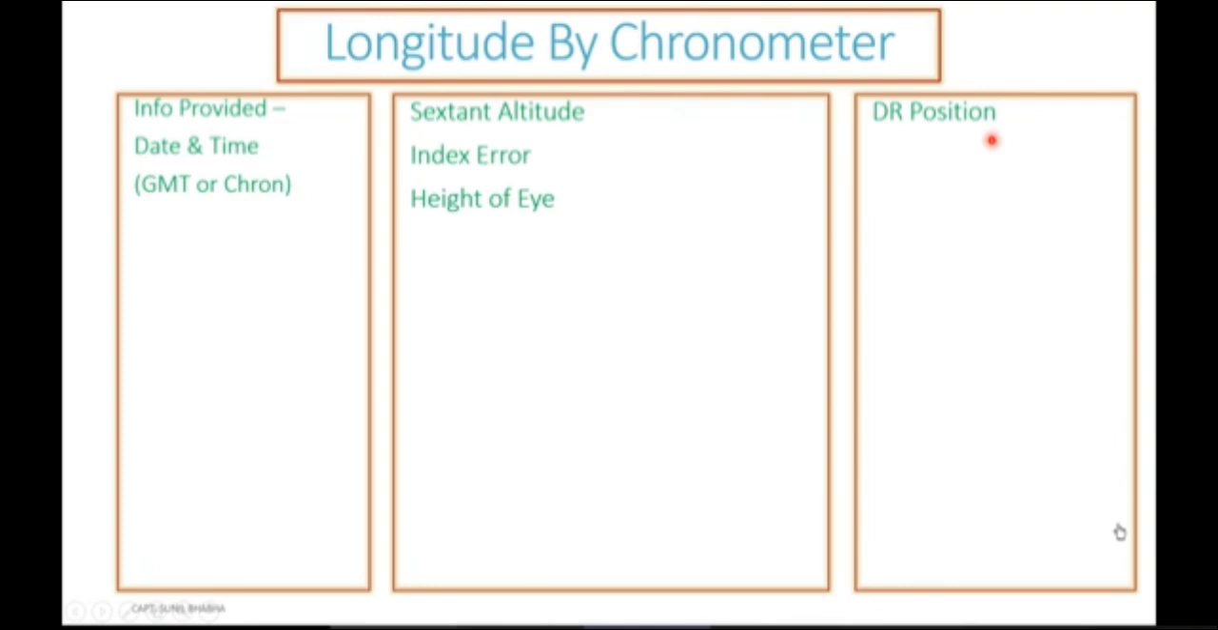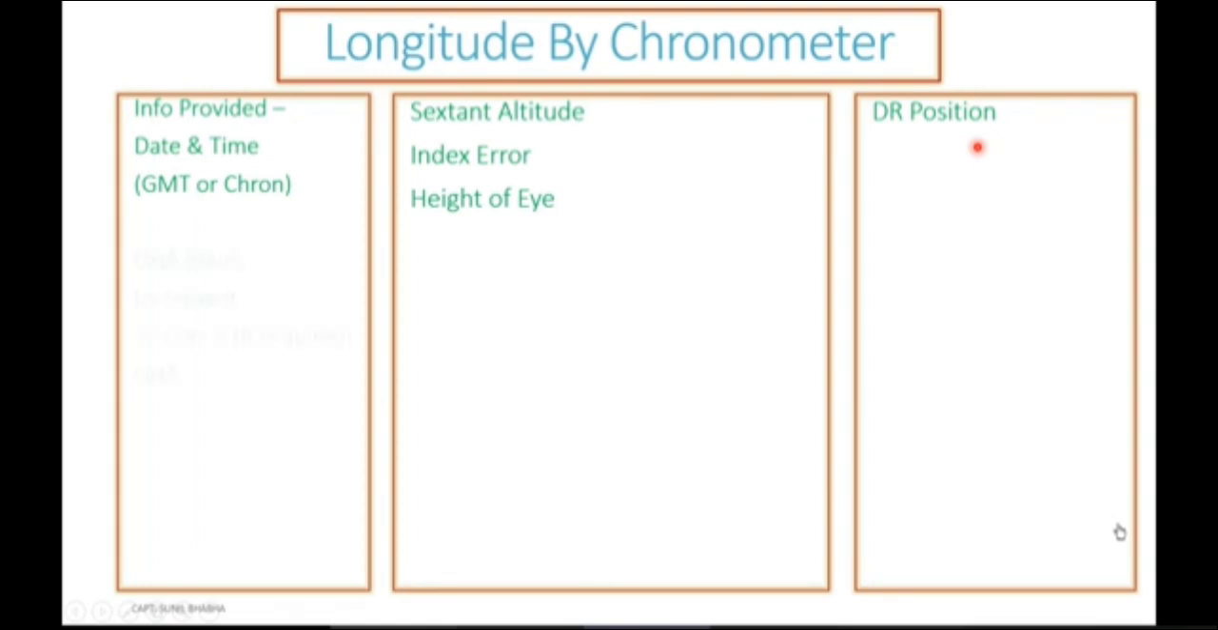So this is exactly all the information which is available to the navigator when he takes a sight. He will be able to find the exact date and time when the sight is taken. He will be able to get the sextant altitude of the body. He will know what is the index error of the sextant. He will know what is my height of eye in this particular condition of loading. And he will also know what is the DR position of the ship. So this is the information which is given to us in the question.